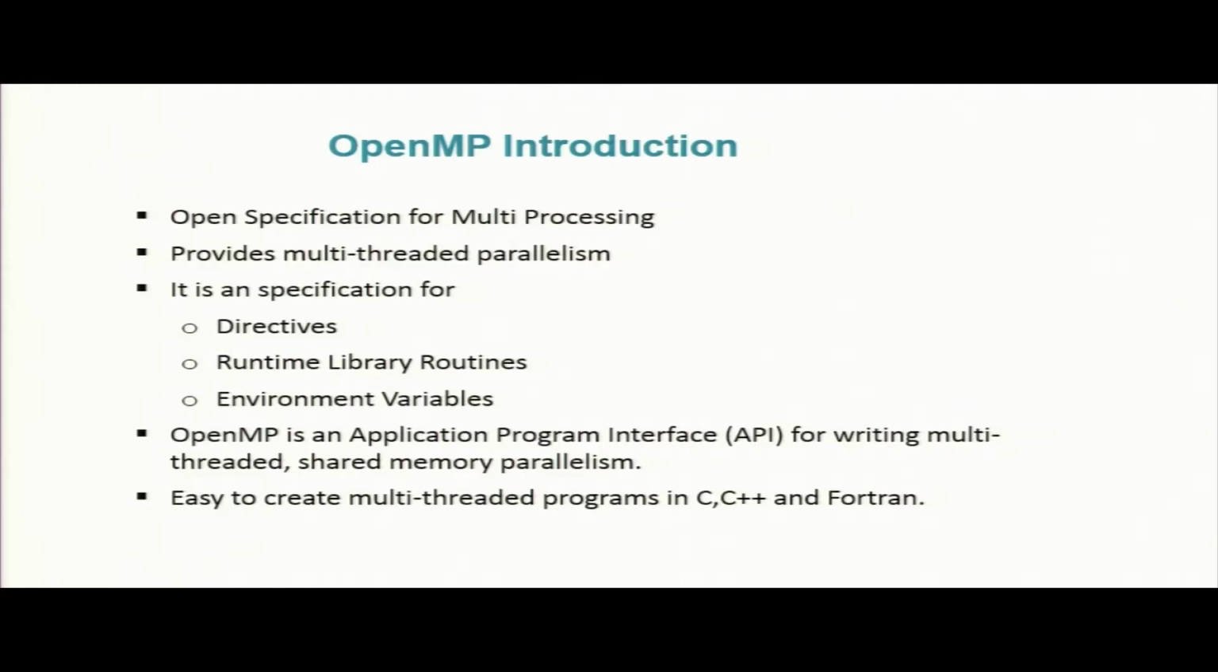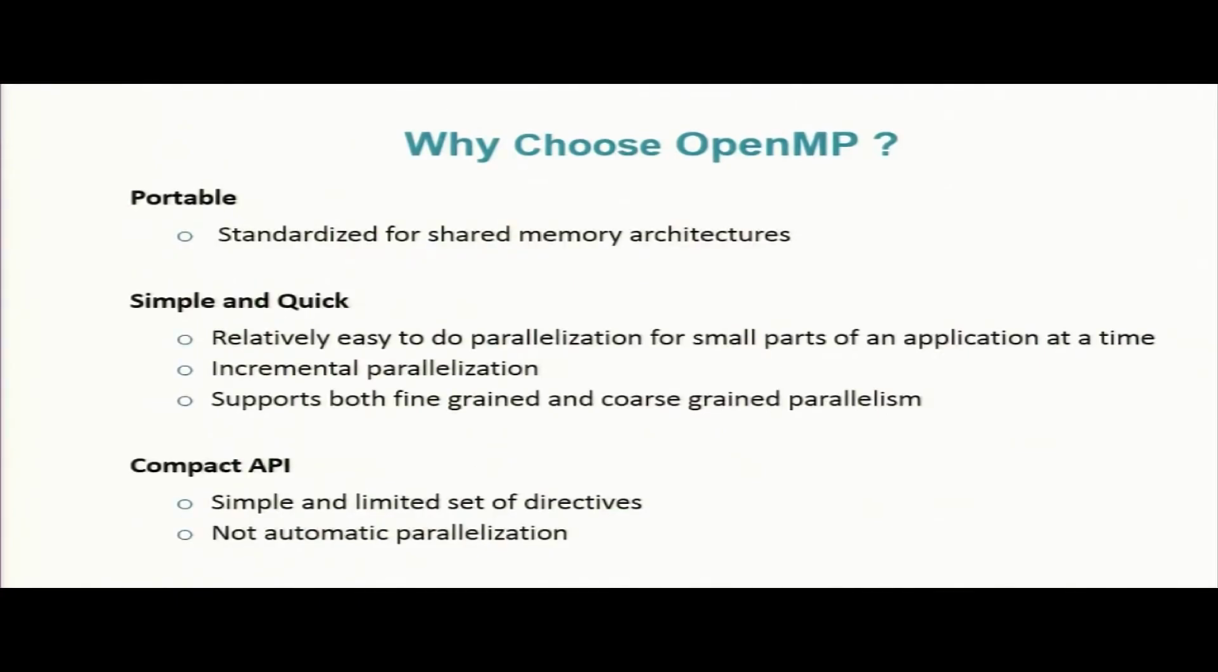It's easy to create multi-threaded programs in C, C++, and Fortran. OpenMP provides specifications for these languages, so basically it's an extension to these languages. So why should we choose OpenMP? It's portable. That means there is standardization of the OpenMP specifications, which any implementer has to follow, because of which it is portable.